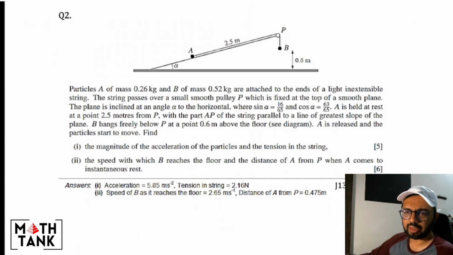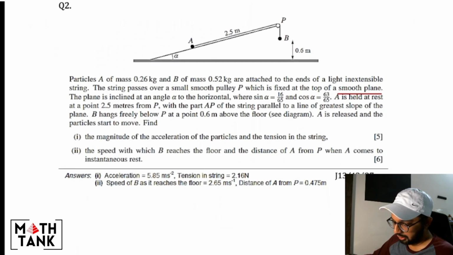It's important to read through the question, because there's sometimes information about whether the plane is rough or smooth, and you need to be able to figure that out. Since this says it's a smooth plane, I know that there's no friction involved. It's only the weight components that will matter to me.